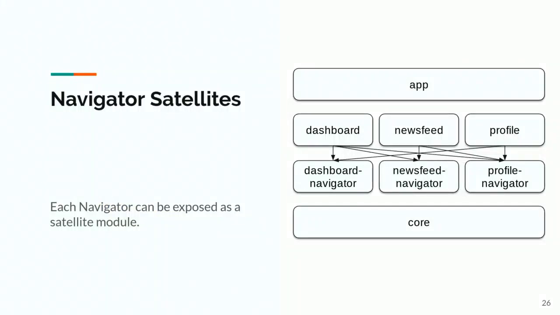But if we look at an actual application, it turns out that still a lot of our features will need to navigate to a lot of other features. So we end up with a very entangled navigation graph between these feature navigation satellites.